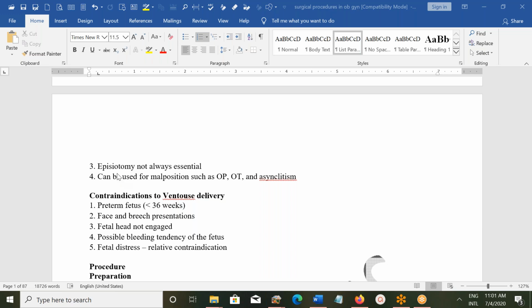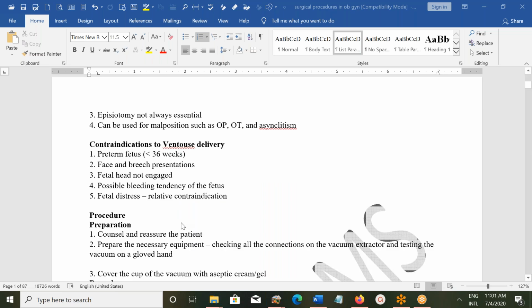In cases of vacuum, episiotomy is not always essential, but in forceps delivery, yes, it is essential. It can be used for malpositions such as occipital transverse, occipital posterior, and asynclitism. Contraindications: preterm fetus, now if less than 32 weeks. Face and breech presentation, fetal head not engaged, possible bleeding tendency of the fetus, fetal distress. All of these are relative contraindications.